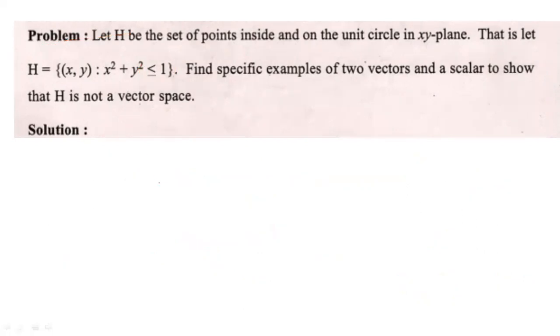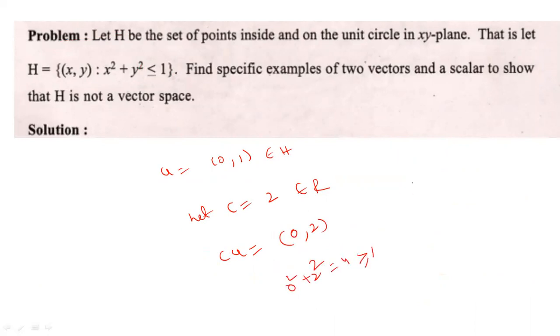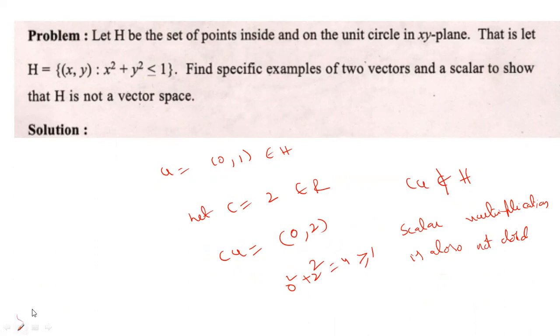Similarly, you can take a vector, for example u = (0, 1) belonging to H. Let us take c = 2, a real number. Then cu is 2 times (0, 1) = (0, 2). 0 square plus 2 square is 4, which is greater than 1, so cu does not belong to H. So scalar multiplication is also not closed. So I should produce an example. If you give an example that vector addition is not closed, it is enough. Or you can give an example that scalar multiplication is not closed. If any of these properties is not satisfied, then we can say that it is not a vector space.